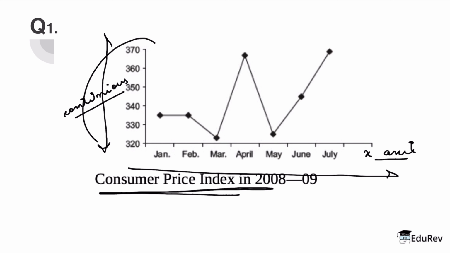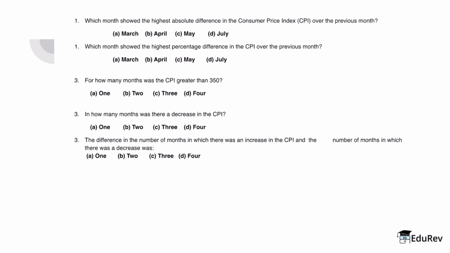Now let's answer a few questions. These are the questions which we need to answer. The numbering here is a little bit bad, it's 1, 2, 3, 4, 5. So what's the first question? The first question says, which month showed the highest absolute difference in consumer price index, CPI, over the previous month? So we have to find the highest absolute difference. Where is it? I would say April. Correct? So it has to be April.